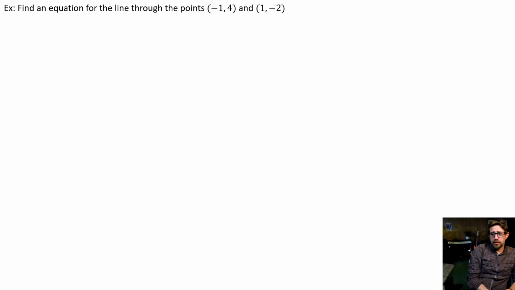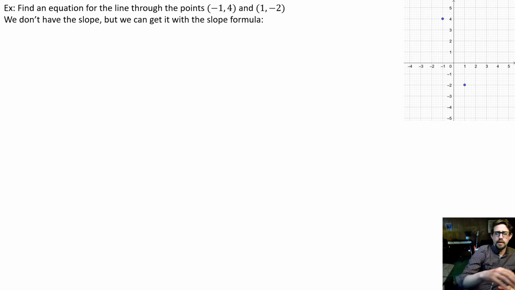Just one more. So here's something we haven't done yet. Find an equation for the line through the points negative 1, 4 and 1, negative 2. So if you just look at it, those are the points. There's negative 1, 4, and there's 1, negative 2. You could very easily just draw the line now. It's the only line that goes through those 2 points.